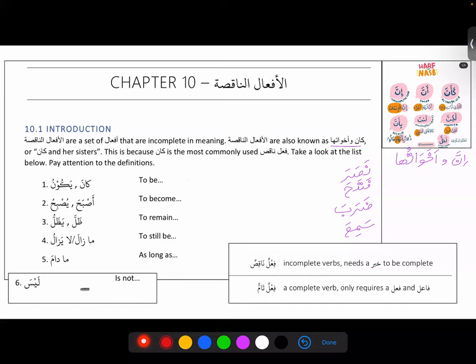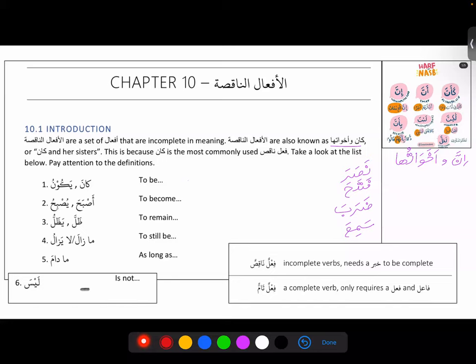We say in dua, Allahumma asbahna, right? Over there, it means that I have made my morning, right? So this is also coming in the meaning of morning. But when we are taking it as a sister of Kana, asbaha means to become. Asbaha yusbihu, and then dhalla, yadhallu, meaning to remain. Something remains hanging, something remains bleeding, whatever you want to say.